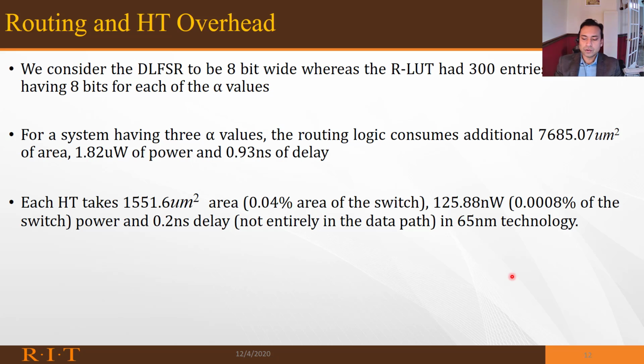One of the important things to note is that the hardware Trojan has a very small area of about 1500 square microns, which accounts for about 0.04% area of the switch, thereby making its silicon footprint so small that it is easy for it to avoid detection.